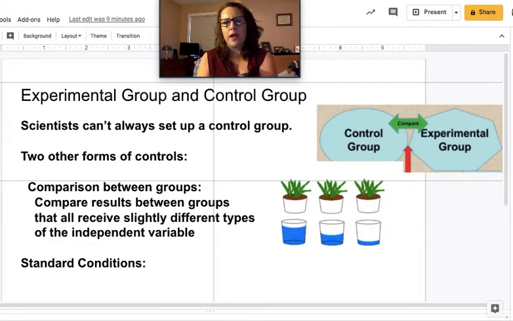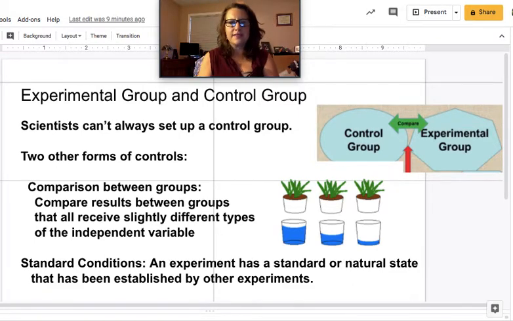The other time is when you have to use what are called standard conditions. Standard conditions is when an experiment has a standard or natural state that has been established by other experiments as a basis to compare. So those are the two times when you can't really use an exact control group.